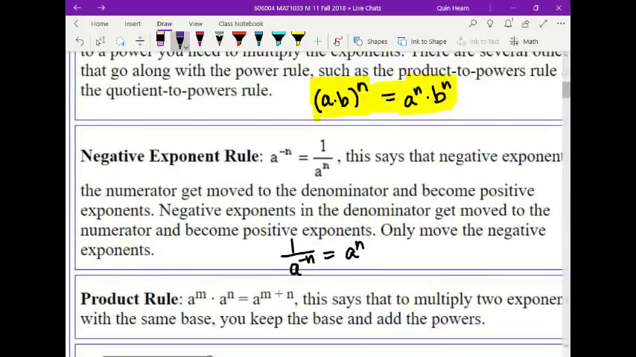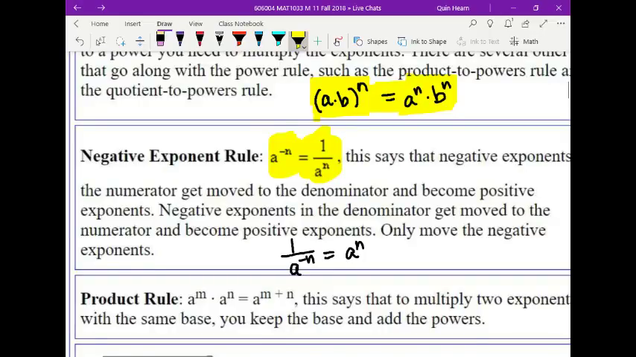Okay, so we're going to next do the negative exponent rule. The negative exponent rule looks like this. If you raise a base a to the negative n power, then that's the same as putting 1 over a to the n power. In other words, the negative sign tells you that you're on the wrong side of the fraction bar. It needs to be flipped.